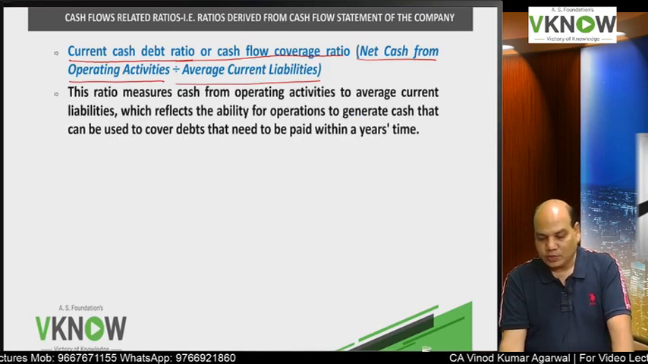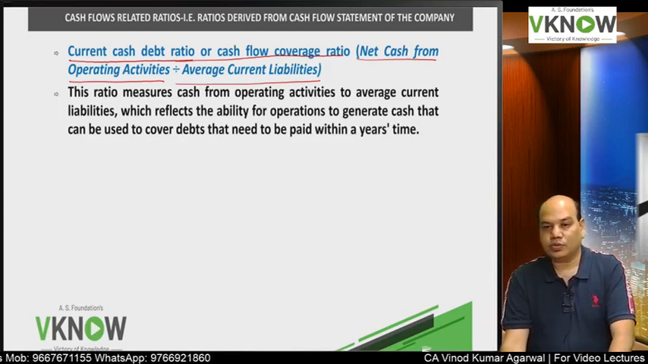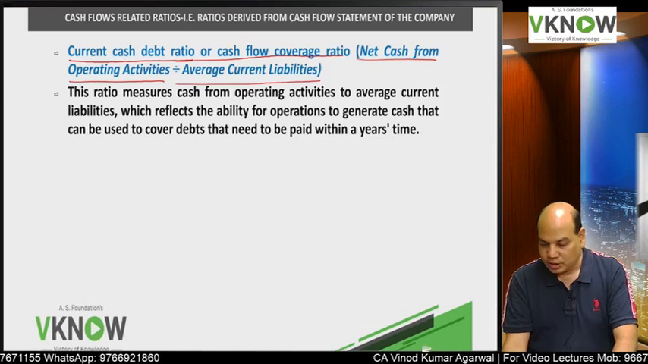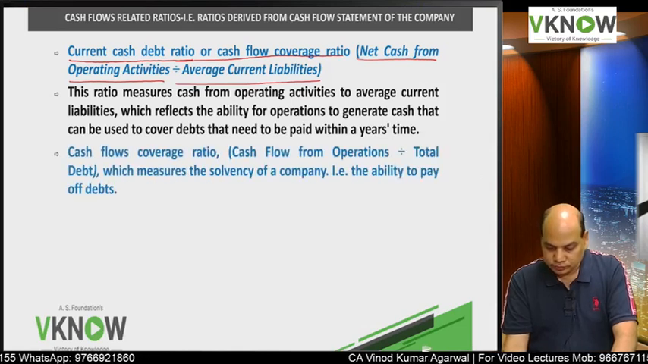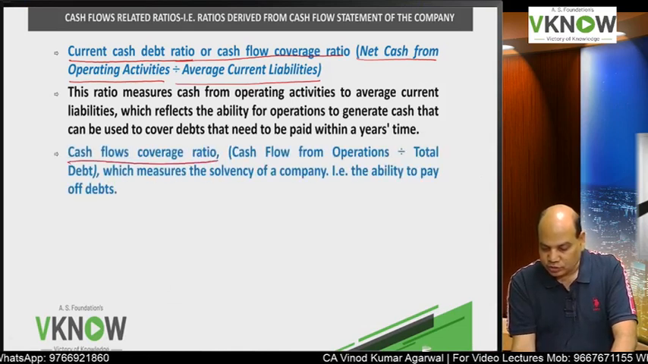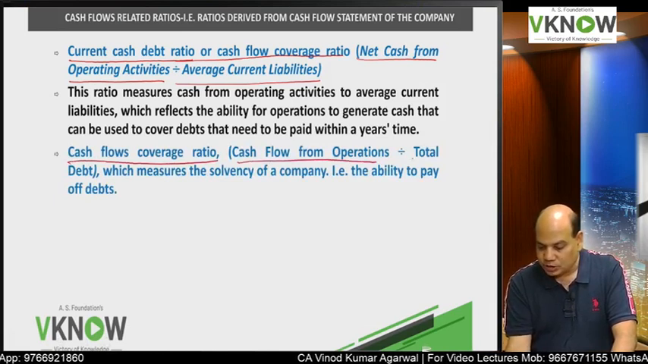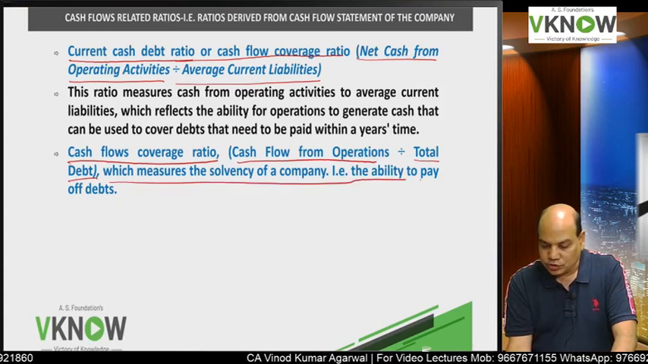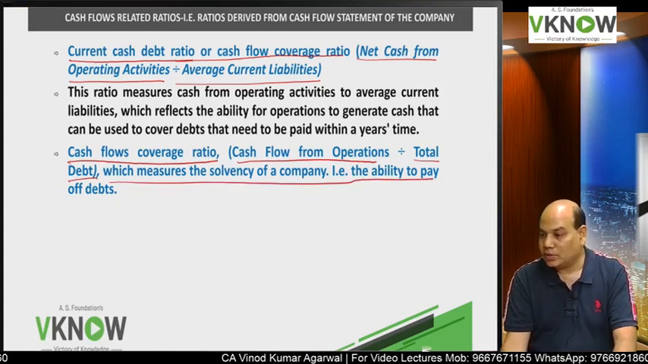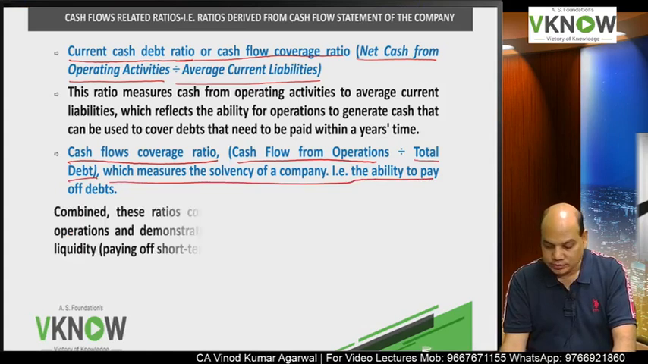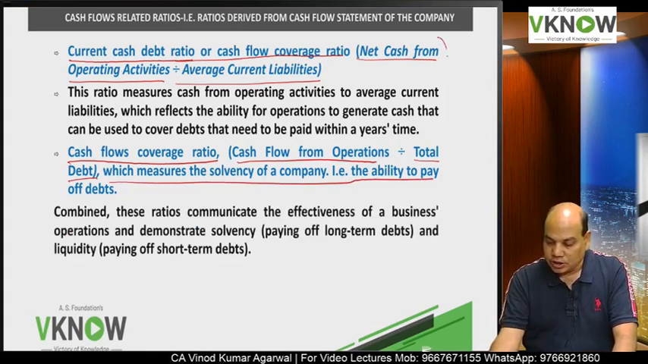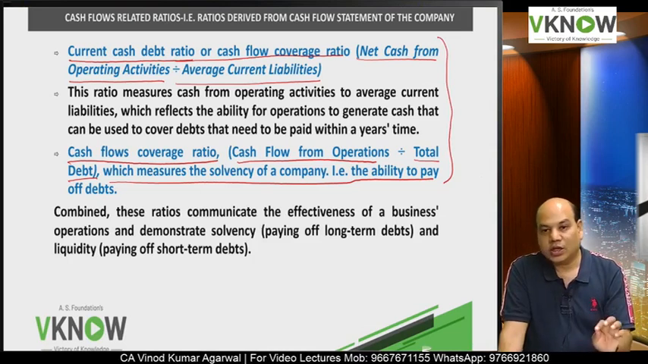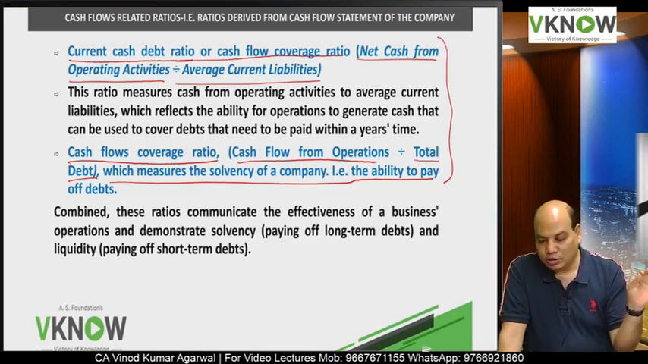So that ratio will help us to check the ability of the firm to pay its current liabilities out of the cash flow generated from operating activities. Then the cash flow coverage ratio, which means cash flow from operation divided by total debt, measures the solvency of the company, that is, the ability of the company to pay the total debts. These ratios are really important for understanding the solvency of the firm. Can the company pay its debt on time or not?